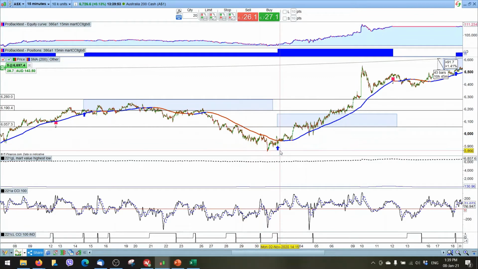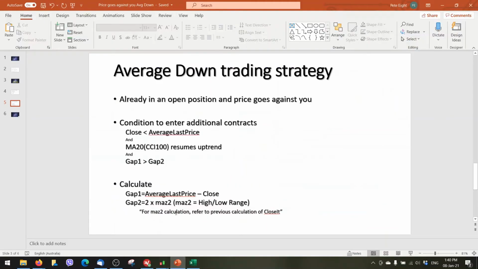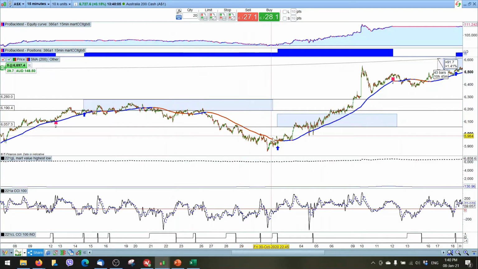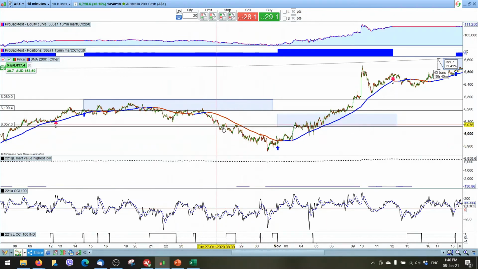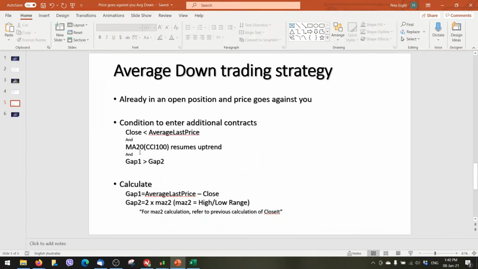The reason we enter down here and not up here anywhere is because of this criteria. These three conditions need to be met. The close needs to be less than the average last price. So the close anywhere down here needs to be less than this price we entered at, and anywhere along here would have been meeting that first condition.